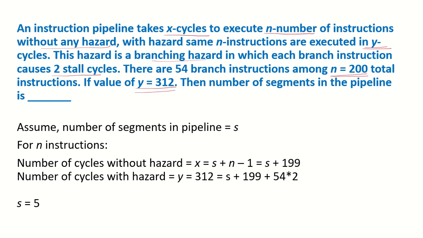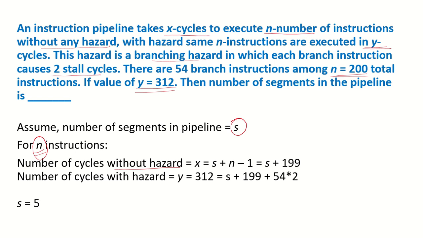Then what is the number of segments in the pipeline? So let us assume that there are s number of segments in the pipeline. So if there are n instructions, and assuming there is no hazard in the pipeline, how many clock cycles would be required for n instructions?